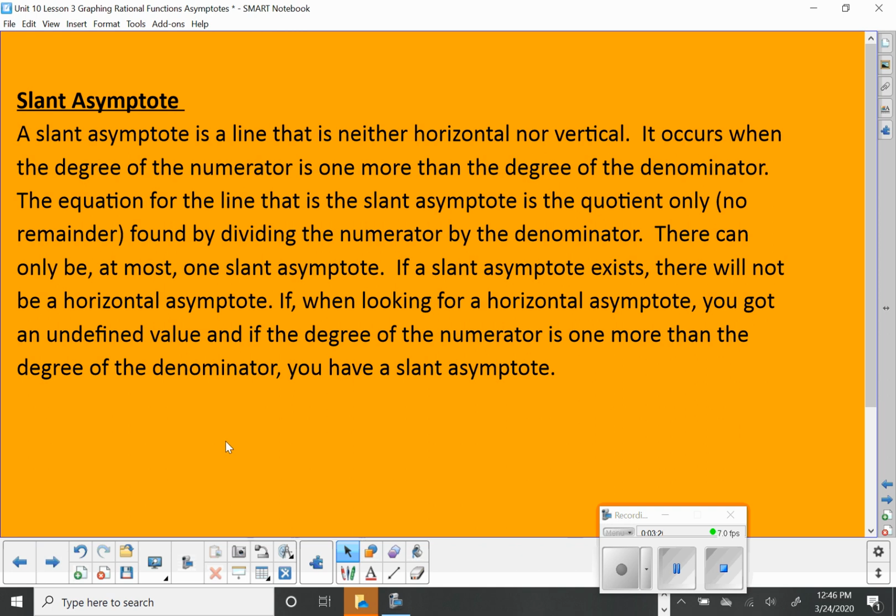Slant asymptote. A slant asymptote is a line that is neither horizontal nor vertical. It occurs when the degree of the numerator is one more, just one more, than the degree of the denominator. The equation for the line, that is the slant asymptote, is the quotient only, no part of the remainder, found by dividing the numerator by the denominator. There can only be at most one slant asymptote. If a slant exists, there will not be a horizontal. If, when looking for a horizontal asymptote, you get an undefined value, and if the degree of the numerator is one more than the degree of the denominator, you have a slant, and you need to do the division.